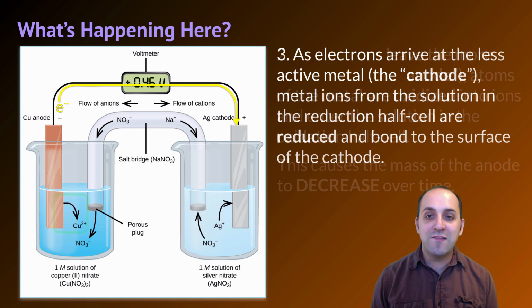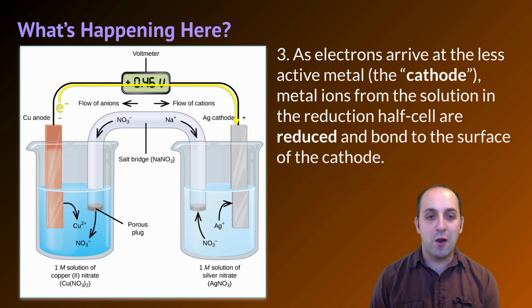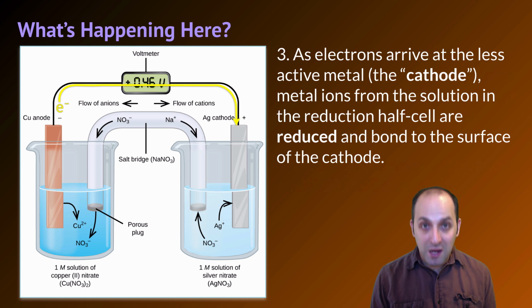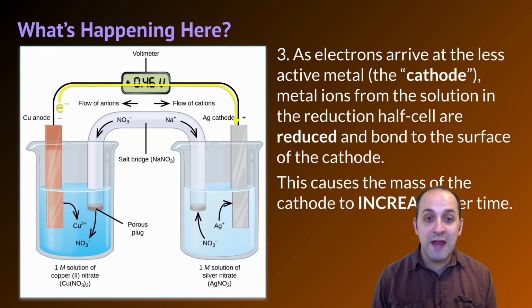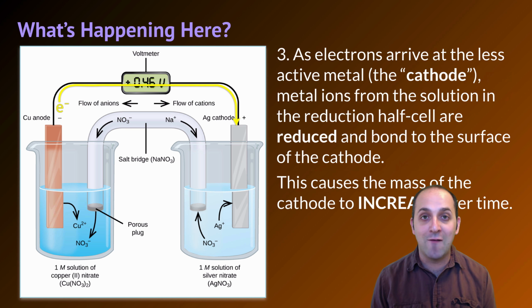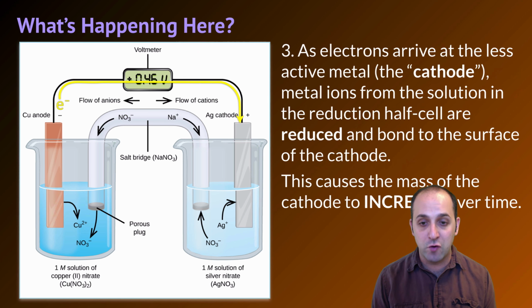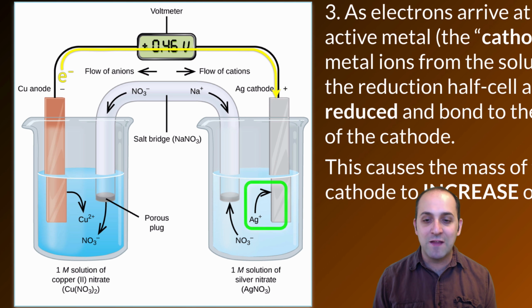As the electrons arrive at the less active metal, which we're going to call the cathode, that is the electrode where reduction occurs, ions of the metal in the solution of that half cell are gaining electrons and plating themselves off onto the surface of that electrode. That is going to cause the mass of the cathode to increase over time due to the gain of atoms from the solution onto the surface of the electrode.